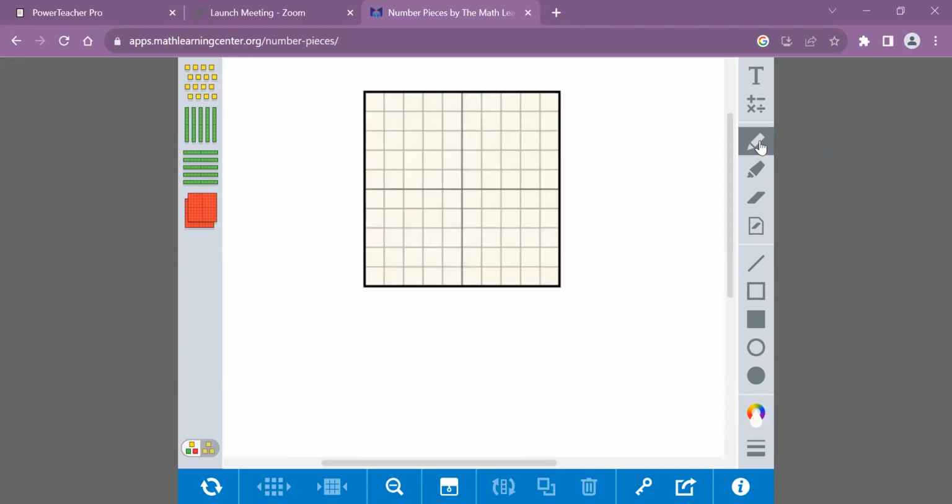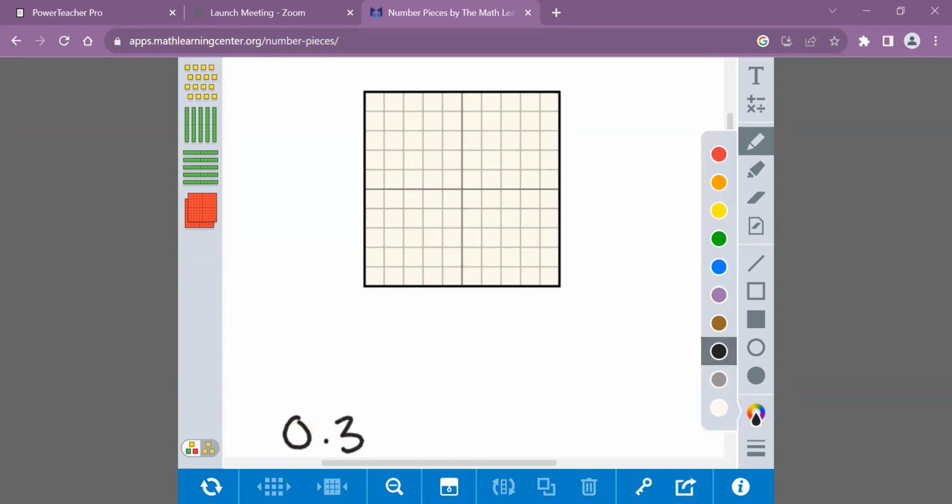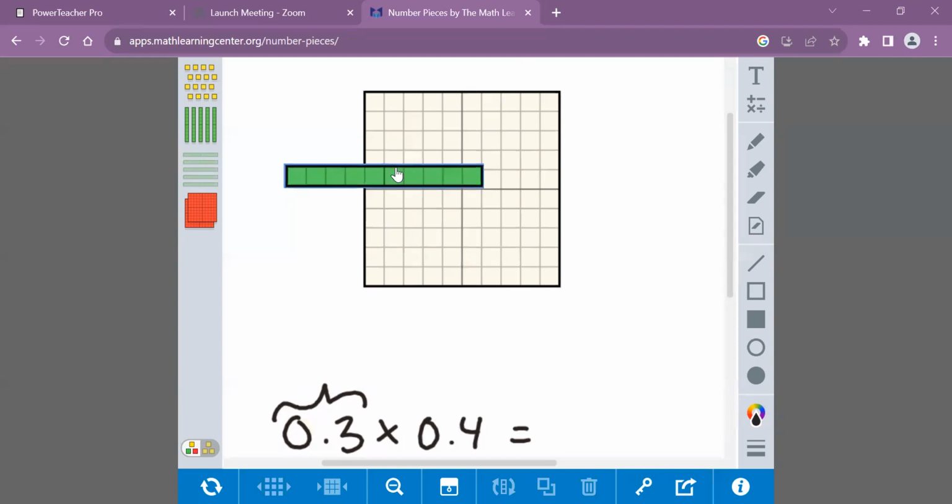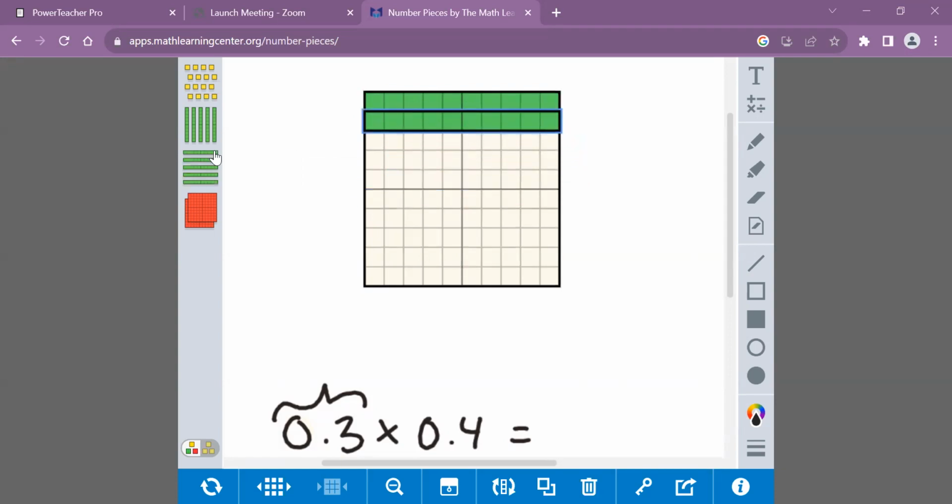Okay, now we're going to draw and write our expression. Let's do 3/10 times 4/10. We'll make it somewhat less painful. What that means is I'm going to shade in 3/10 of this model, and that's where I'm using these base 10 blocks over here. So this is 1/10, 2/10, 3/10. Those are my rows.